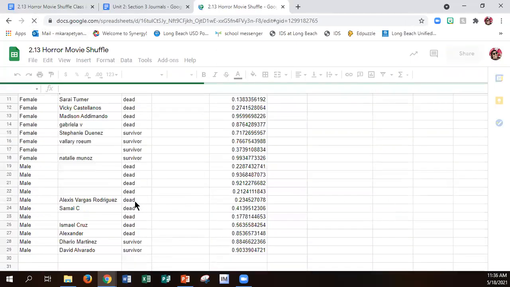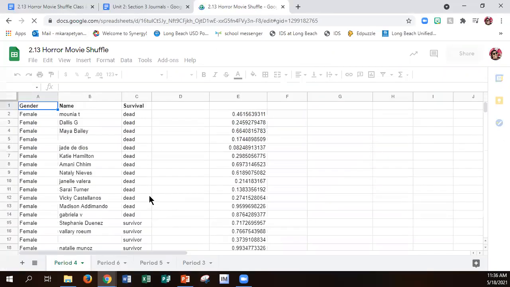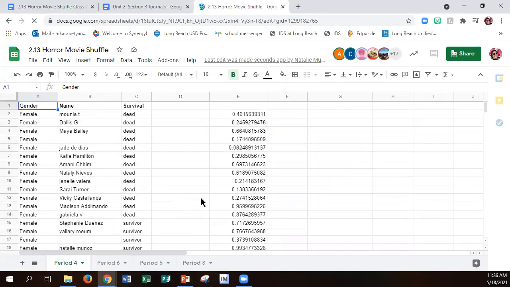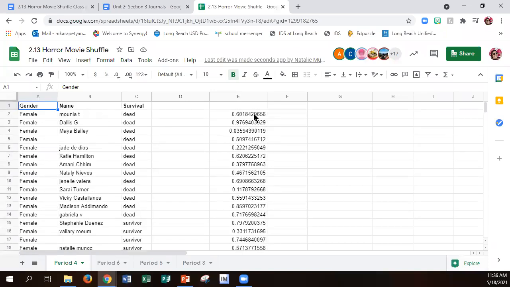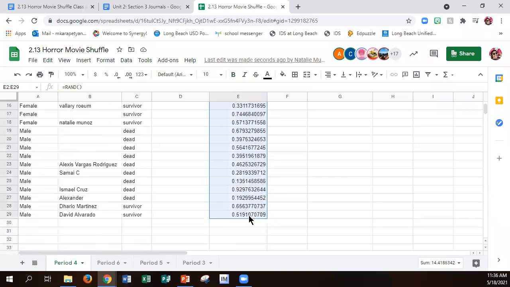Okay. So wherever you ended up, that's where you are. Now, what we're going to do is shuffle things up. Over here, I have a random number generator, and I can take these random numbers that have been generated.